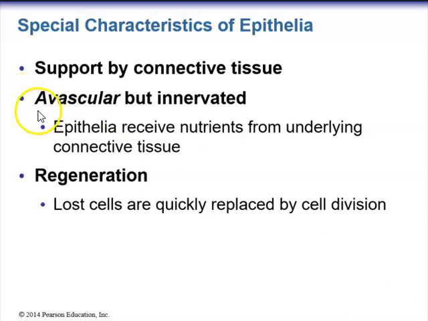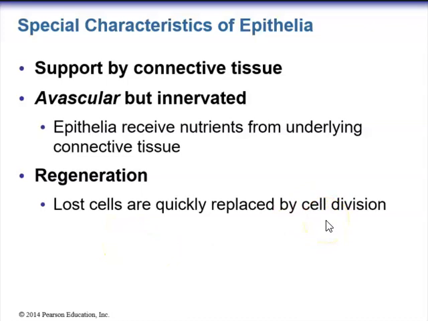If you ever see the prefix a, it usually means without. So avascular means that epithelia do not have blood supply specifically, but they do receive blood supply and nutrients from underlying connective tissue. That's why the connective tissue below that layer of epithelia is so important. So epithelia are avascular, meaning they don't really have a blood supply, but they do have nervous innervation, innervation by nerves. Regeneration is also another special characteristic of epithelia. Lost cells are quickly replaced by cell division.